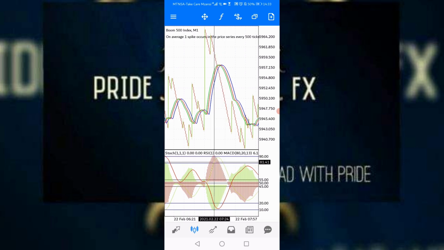So when it touched your 20 zone, you would have taken your very first sell trade. Okay, then we can see price went a little higher, and that's because obviously with Boom and Crash 500 the spike does not occur that fast. That's why there was more movement up before the movement went to the downside.